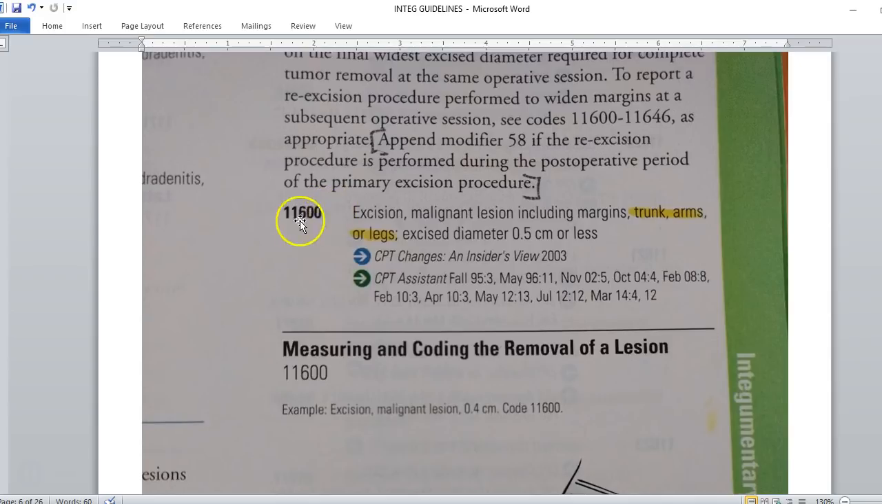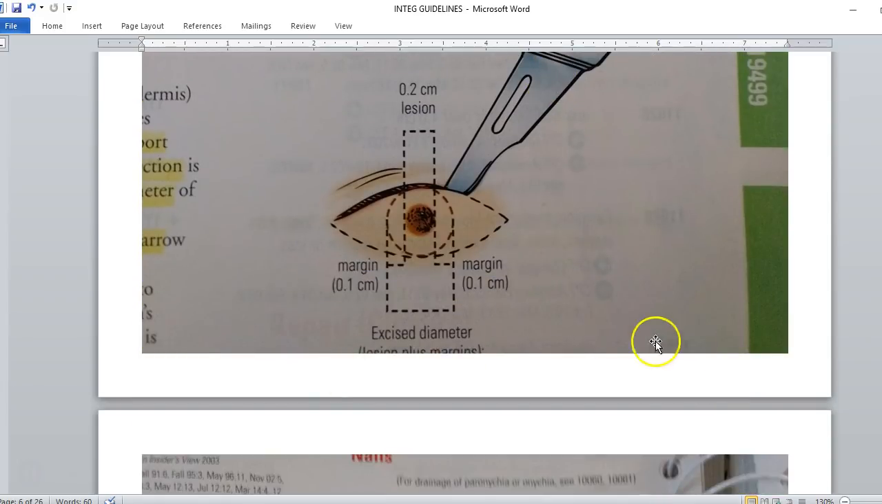So again, we can see here, we have 11600 separate out by trunk, arms, and legs. Again, 0.5 centimeters or less. And then underneath it, it continues. So again, don't let the pictures throw you off. If you want, you can make a little symbol or a little highlight to remind you the codes continue underneath the picture. So again, for lesion excision, we need to know 3 things. First thing we need to know, benign or malignant. Second thing we need to know, total diameter of lesion plus margin. Third thing we need to know is anatomic site, okay? So we need to know whether or not it's cancerous, we need to know how large it is, and we need to know where it is on the body, and that way we can match up our codes.